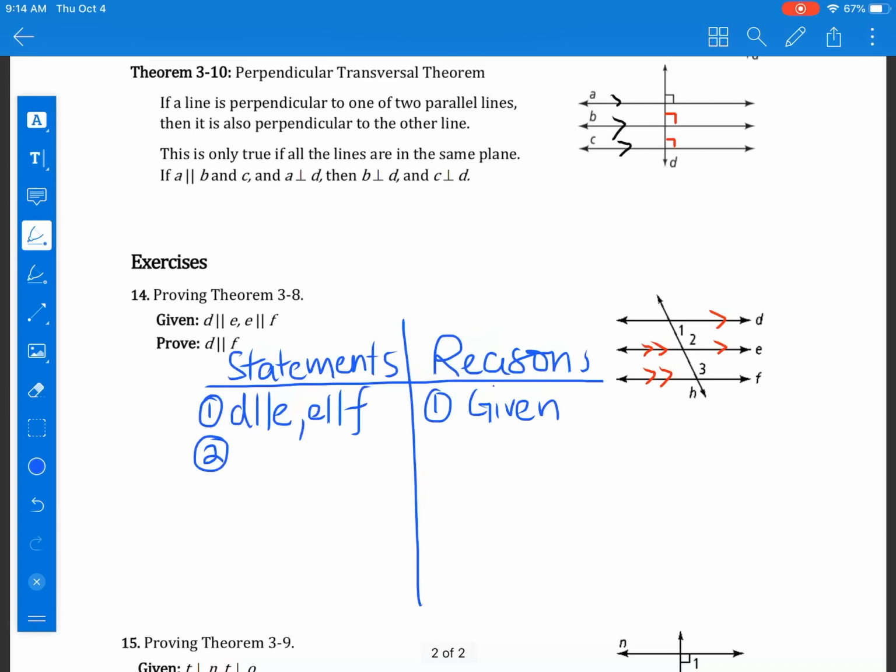Now you know a lot more than what you think you might. Okay, with this next one, I'm going to say that the measure of angle 1 plus the measure of angle 2 equals 180.